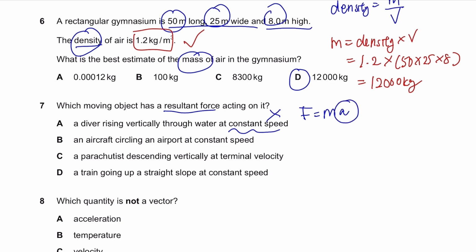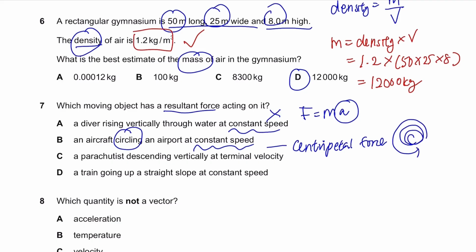Aircraft circling an airport at constant speed. Okay, even though this time it's also a constant speed, it's circling. And this is a centripetal force. In order for the aircraft to go around the circle, it needs a force to make it go around the circle instead of going straight. So there's actually a force that is making it go around.